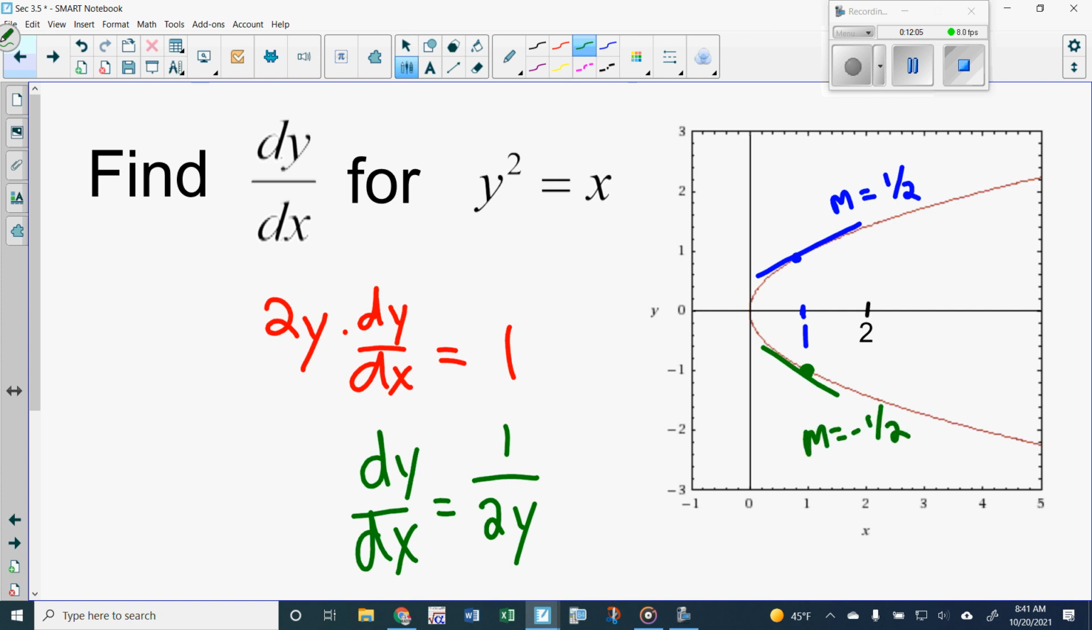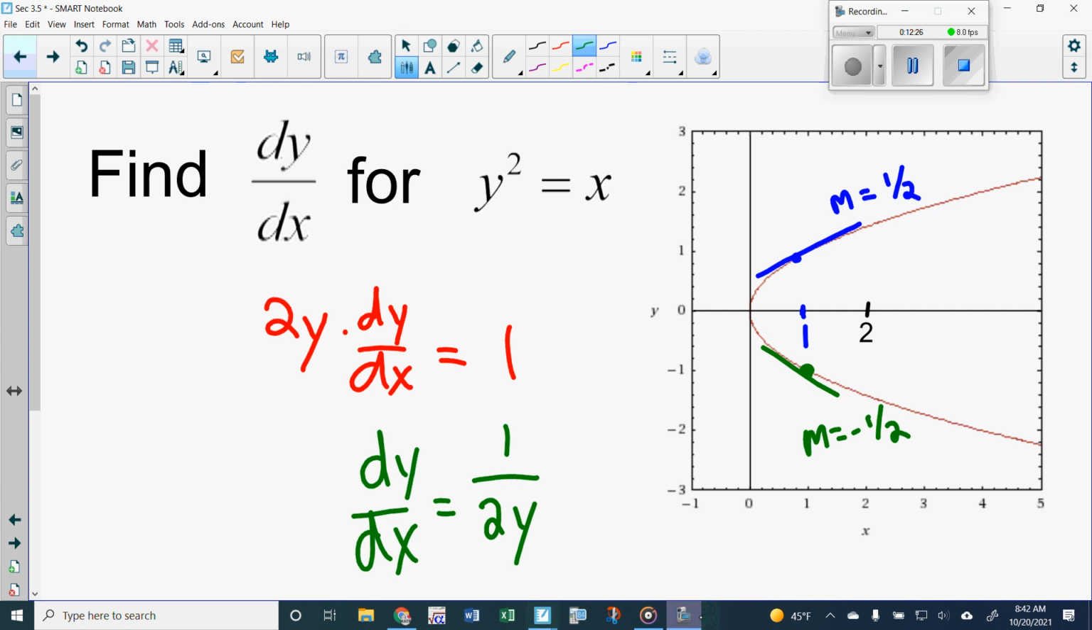Notice this equation does not have x in it. It's just a y. So now I can find the slope of the tangent line at any point on this curve, even though that curve is not a function. It doesn't pass a vertical line test.